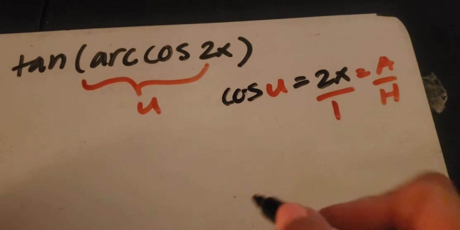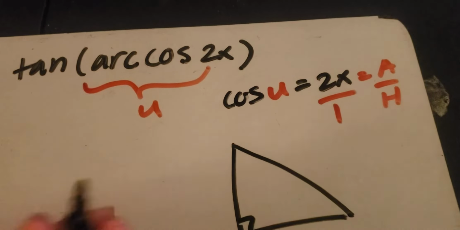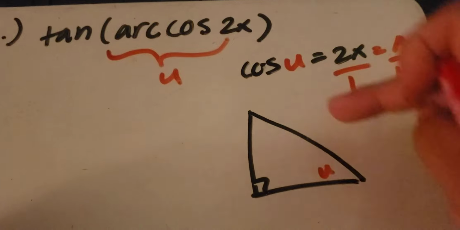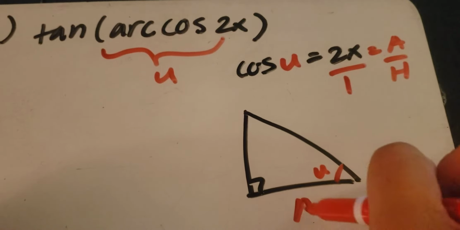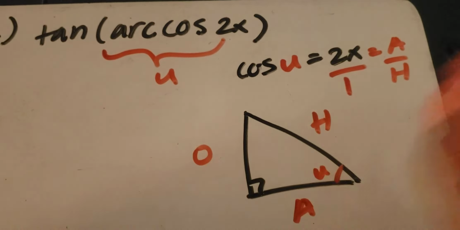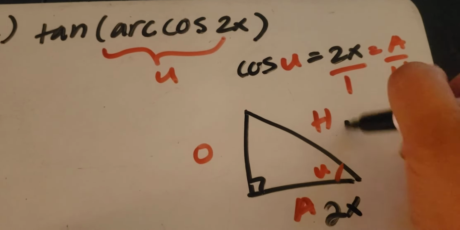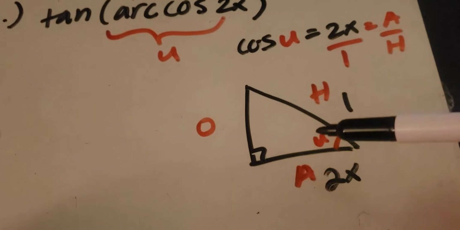So what we want to draw is a quick right triangle, okay? And again, I'm just going to call this u down here. Again, I could call it over here, but I just keep it the same, okay? And then this is our adjacent, our hypotenuse, and our opposite, okay? So our adjacent is 2x and our hypotenuse is 1. So how do we solve for the third side in a right triangle?